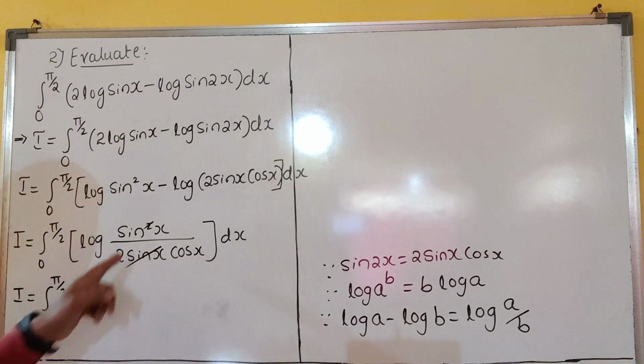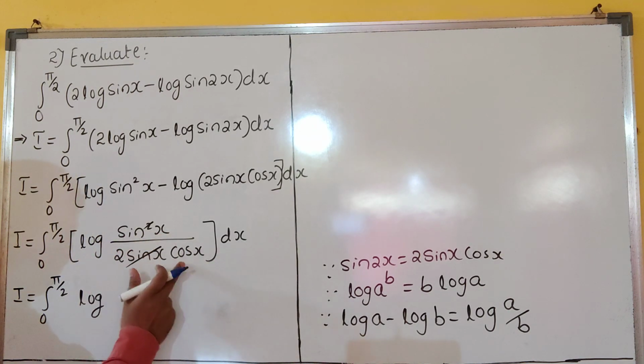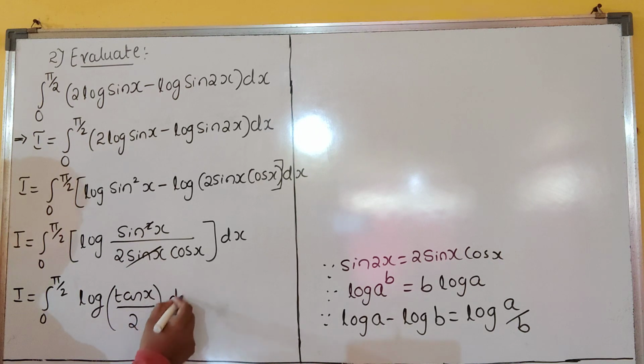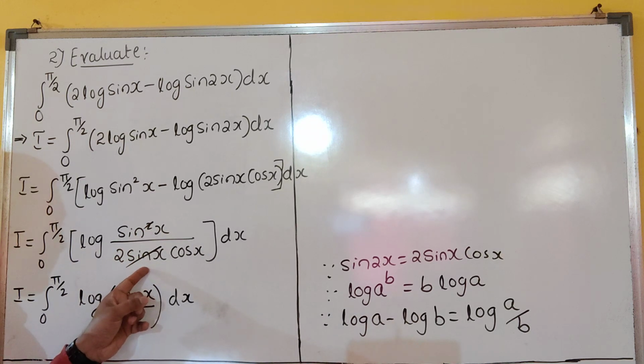Log sin x divided by cos x is what? Sin x divided by cos x is tan x divided by 2. Understood or not? This one you see. Everyone clear? Log a by b is there. The sin x will get cancelled. Sin x by cos x is tan x, divided by 2 will remain.